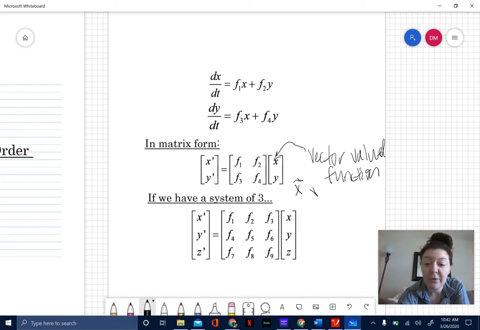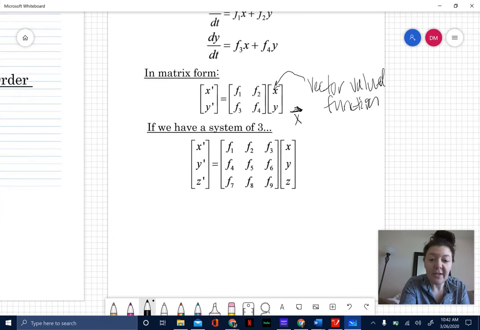Basically, though, when we take notes, since these are vectors, we remember to use the notation of a vector like this. The book will use bold letters. That obviously doesn't work so great for us. So I'm just going to get rid of that. We use our vector notation here with this little arrow on top. So you'll see that in my handwritten notes as well. Now, if we have a system of 3, then it obviously looks like this, which is where matrices come a lot more in handy. So again, this is our vector function right here, x, y, z. All right, so that's the idea of matrix form.